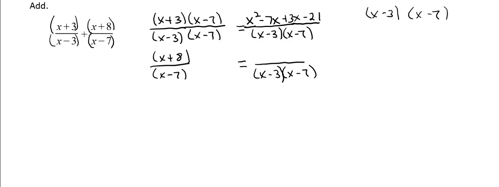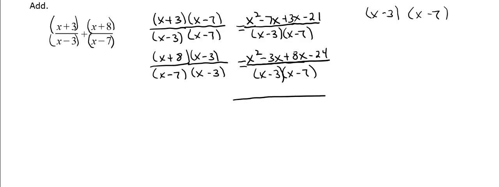So in my second, I have a denominator of x minus 7, but I'm missing that factor of x minus 3. So I multiply numerator and denominator times the missing factor x minus 3. So again, we're going to use the distributive property to multiply x plus 8 times x minus 3. So x times x is x squared. X times negative 3 is negative 3x. Positive 8 times x is positive 8x. And positive 8 times negative 3 is negative 24.